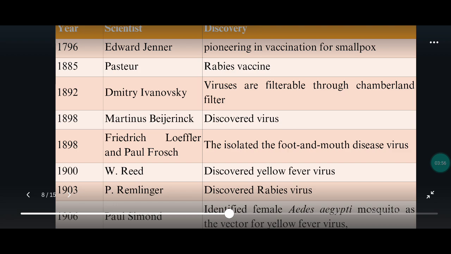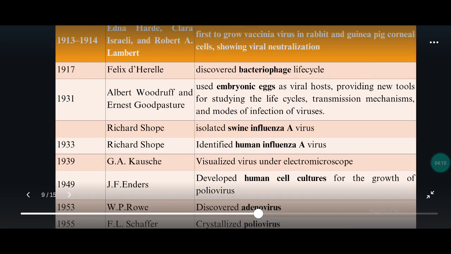In 1900, Reed discovered yellow fever virus. In 1903, Remlinger discovered rabies virus. In 1906, Paul Simond identified the female Aedes aegypti mosquito as a vector for yellow fever virus. In 1913 to 14, Ada Hardy, Clara Israel, and Robert Lambert were the first to grow vaccinia virus in rabbit and guinea pig corneal cells, showing viral neutralization.